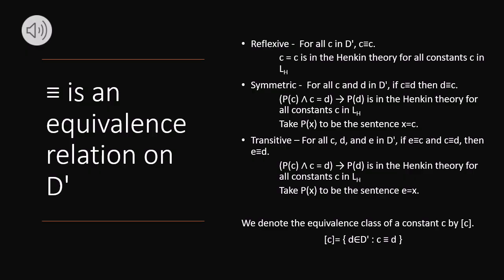But because we assume this is true for any well-formed formula with a single free variable, we can assume that it's true for the sentence P of X, where P of X is taken to be X is equal to C. And when that's the case, it says X is equal to C and C is equal to D implies that D is equal to C. And just in terms of tautological consequence, what we find is that if the truth assignment had marked this particular sentence as true and C and D were in fact related to one another, then the conclusion here would be that D would have to be related to C. Okay, so again, another one of our axioms from the Henkin theory.